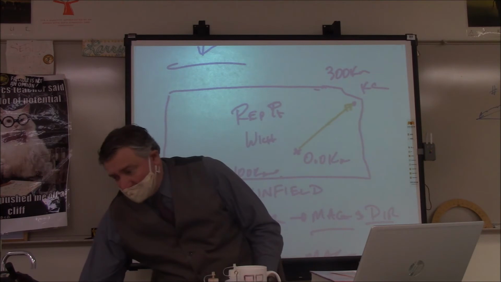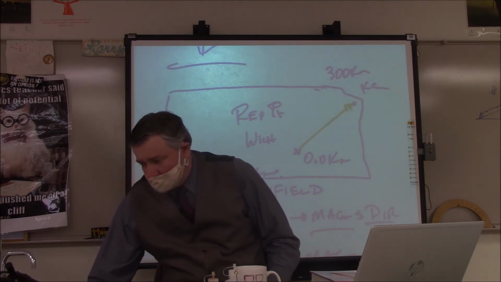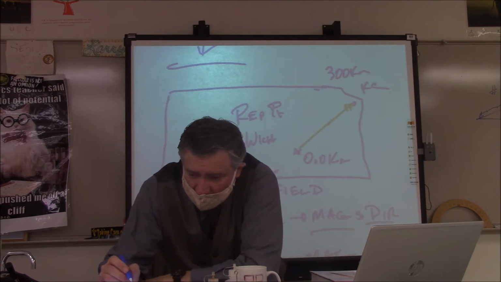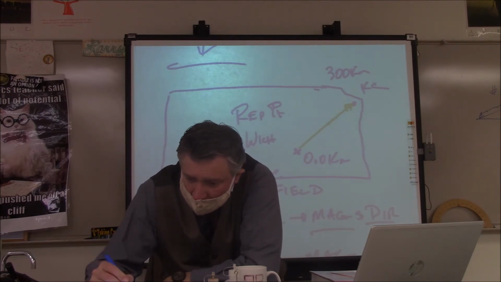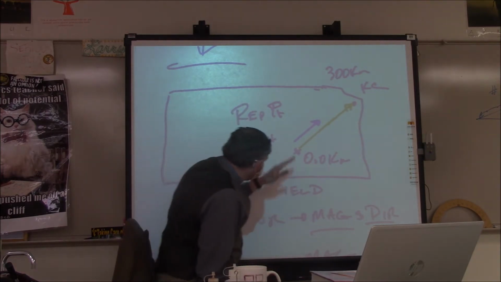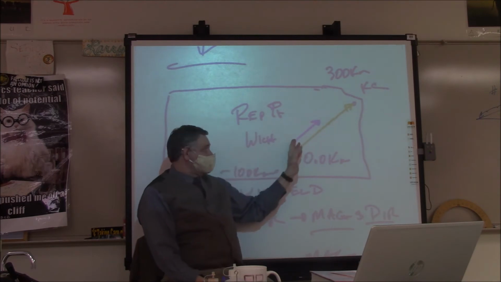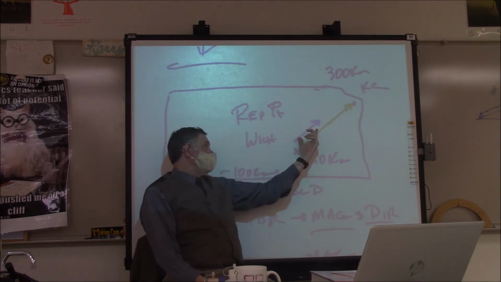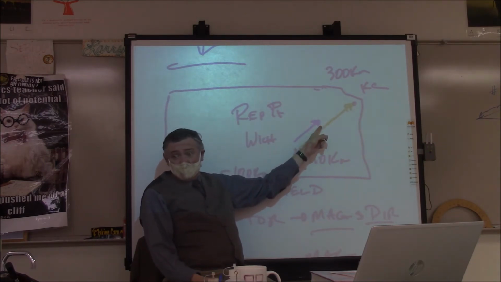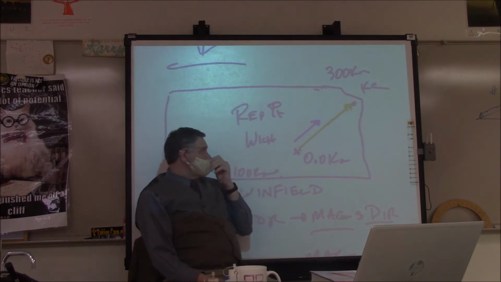I could also represent that with a velocity vector. And I could sit here and go, okay, here's my velocity vector. It's pointing in this direction. It tells me how fast I'm going. Okay. That length represents 100 kilometers per hour. And it tells me the direction that I'm going. Okay, so I've got those two things out of the way.